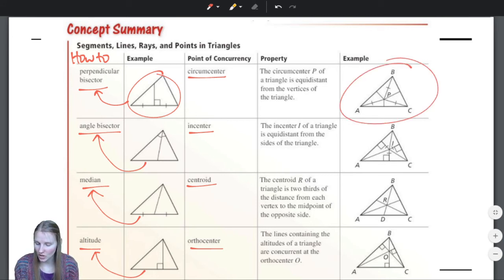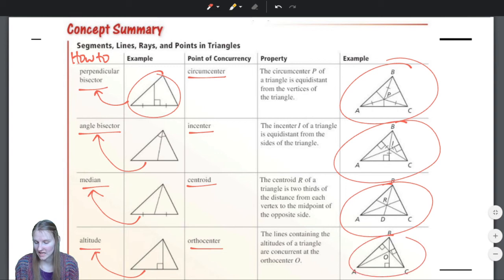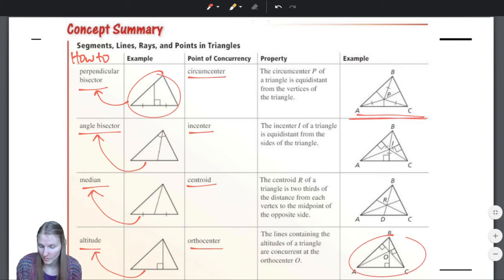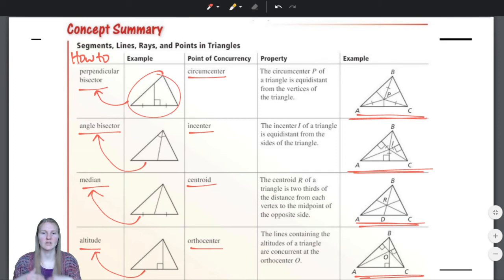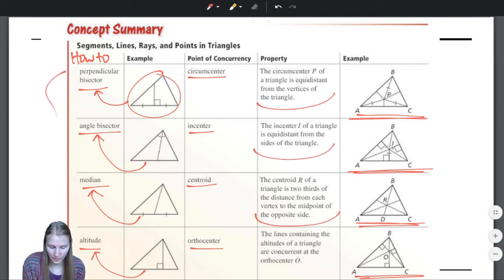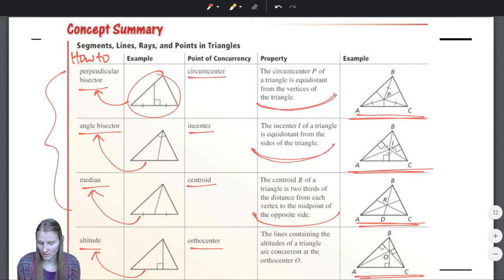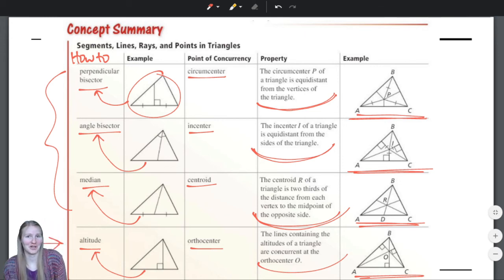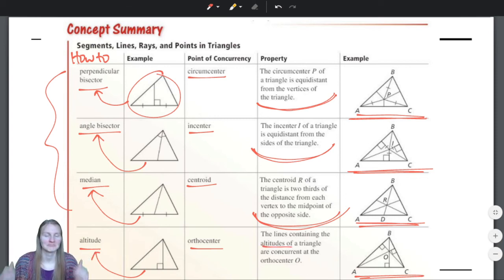And then in the last column, they show you all of them put together. So they show you all of the perpendicular bisectors, all of the angle bisectors, all of the medians, and all of the altitudes that create the circumcenter, the incenter, the centroid, all of that jazz. And they list the special properties. So for these first three, we had theorems. So this is the Circumcenter theorem, the Incenter theorem, and the Centroid theorem. This last one right here, remember the altitude doesn't have a special theorem. It's just that all the altitudes make the orthocenter.